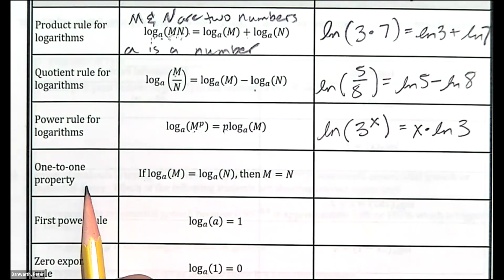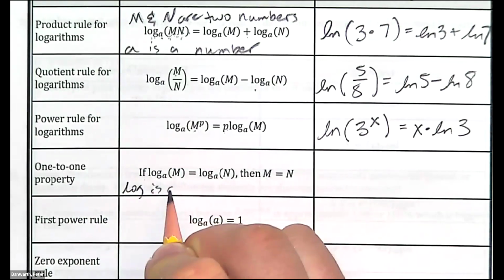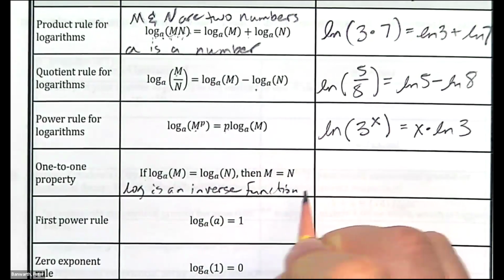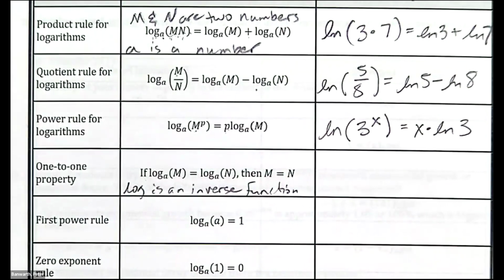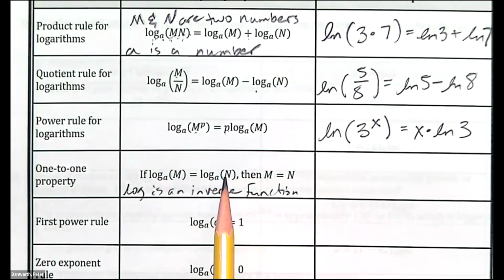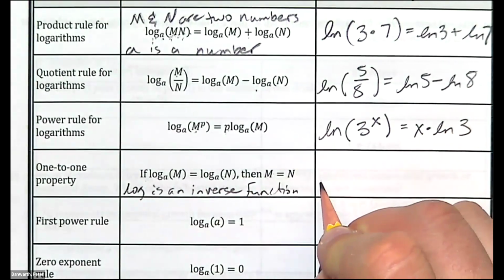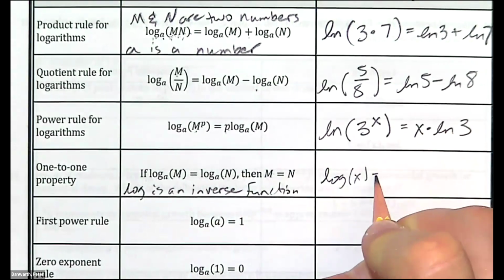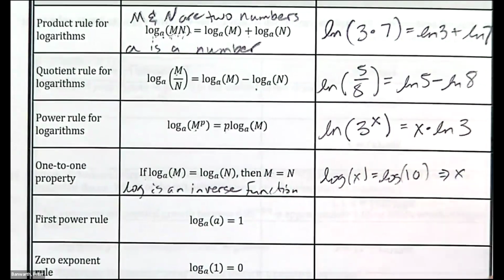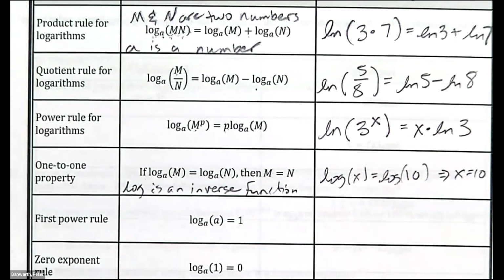The one-to-one property, this means it's an inverse. Log is an inverse function. And I know graduate students, you're going to complain that I'm not using the precise language, but good enough for me. If I have two numbers and the logs are the same, then those numbers are the same. It seems really obvious. If I tell you that log of x equals log of 10, what does x have to equal? 10, right. Super obvious. Don't even think about it.